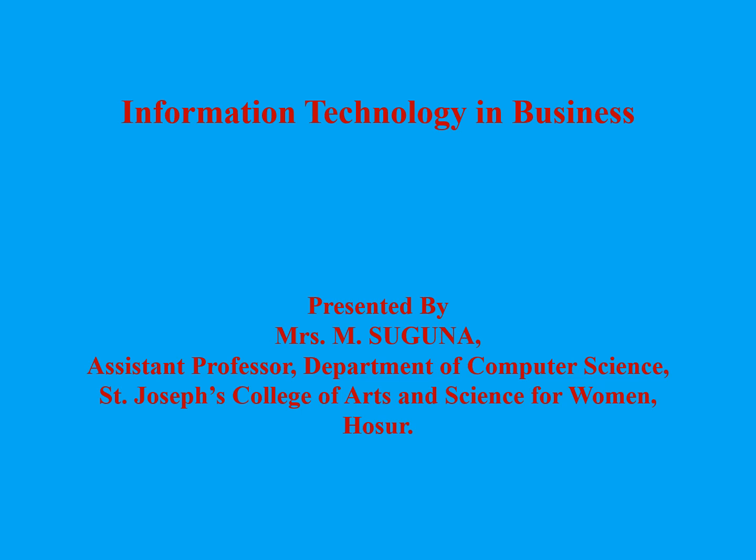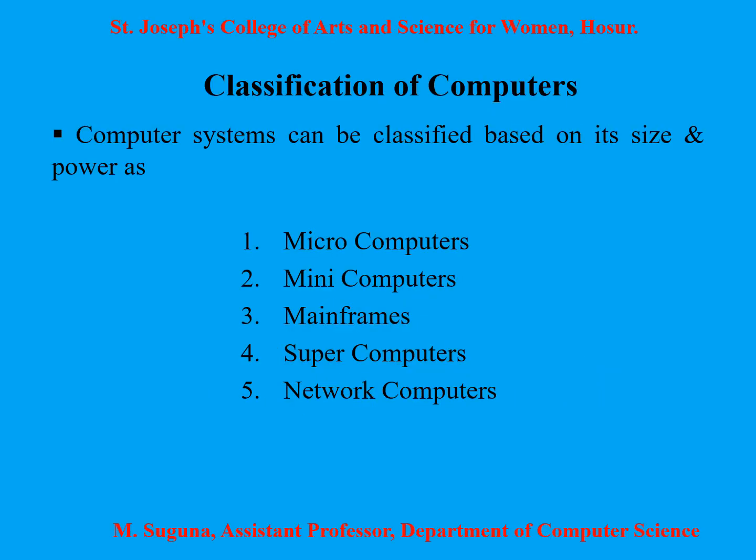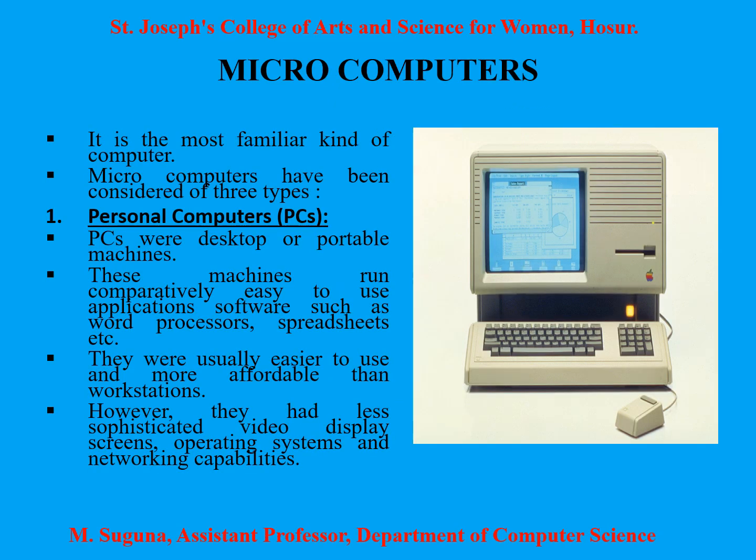Now we are going to see about the subject Information Technology in Business. In that, particularly, we are going to discuss the classification of computers. Based on size and power, computer systems can be classified as microcomputers, minicomputers, mainframes, supercomputers, and network computers. First, coming to the microcomputers, it is a familiar kind of computer. They are of three types.